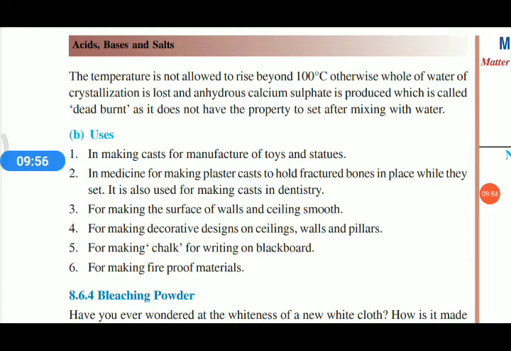It is used for making the surface of walls and ceilings smooth. For making decorative designs on ceilings, walls and pillars. For making chalk, for writing on blackboard, which we use in our daily life in schools. For making fireproof materials. The plaster of Paris is fireproof. We use it for many purposes, even in your iron box also. A lot of purposes use plaster of Paris in our daily life.